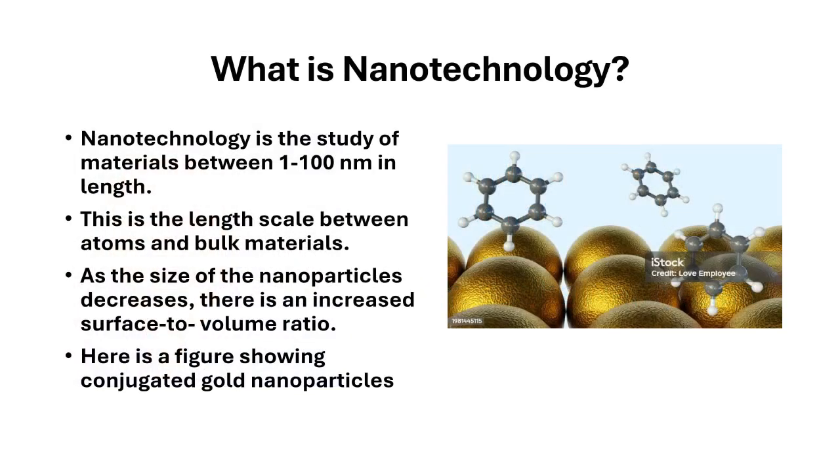So, the question is, what is the definition of nanotechnology? Basically, nanotechnology is the study of materials between 1 to 100 nanometers in scale. You might ask, why is this length scale important? The reason is that the length scale of 1 to 100 nanometers is between that of single atoms and bulk molecules, and there is a dramatic change in the properties of materials in this length scale.